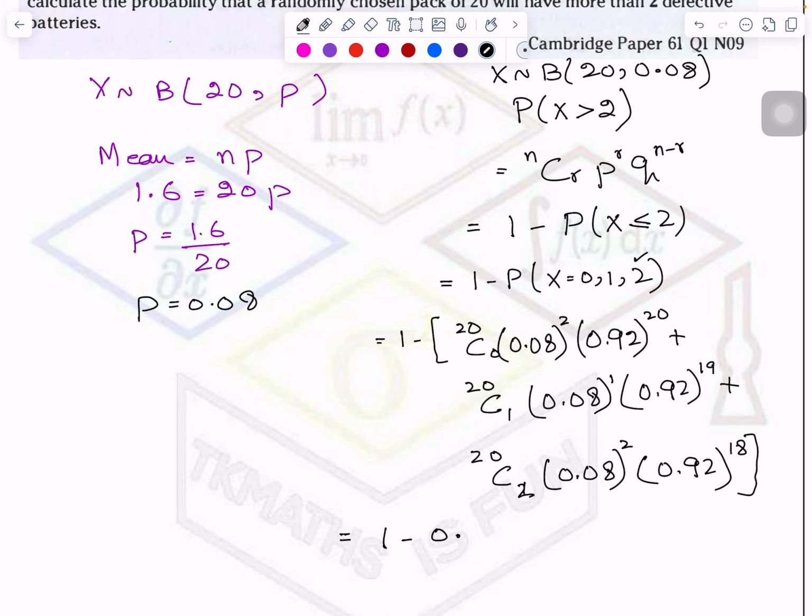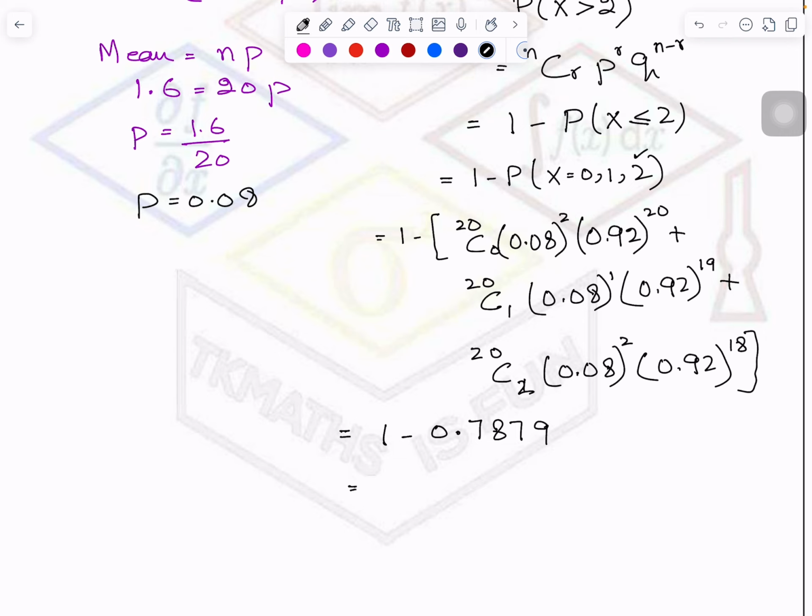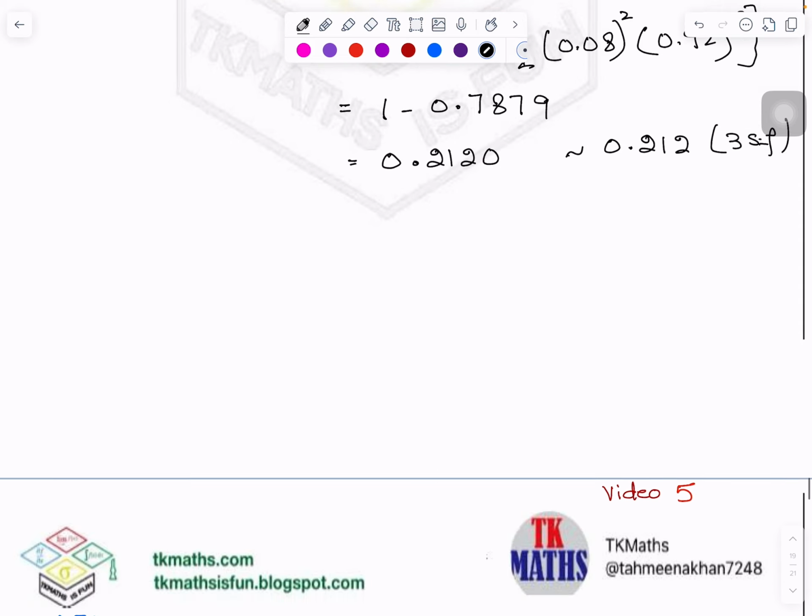So 0.7879, right? And now you will subtract it and your answer will be 0.2120. So in 3 significant figures, you can write here 0.212. Okay, so this is how you will solve it.